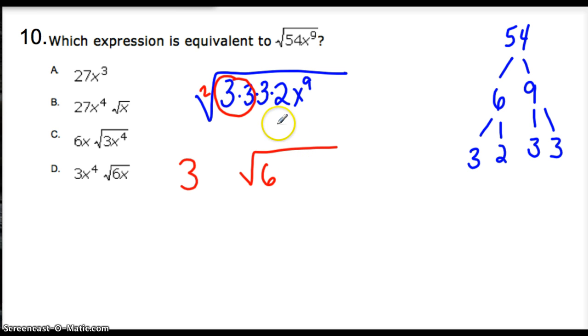And if you're pretty confident with the numbers there, you're done. Because if I've done that correctly, that's the only possibility, because that's the only one with 3 on the outside and 6 in the radicand.